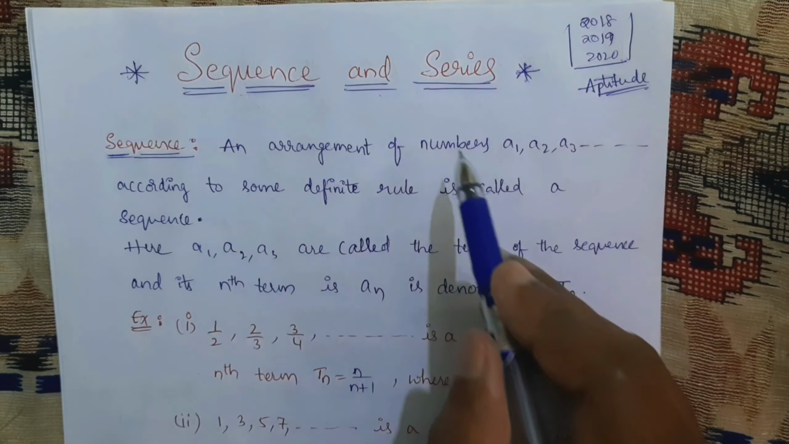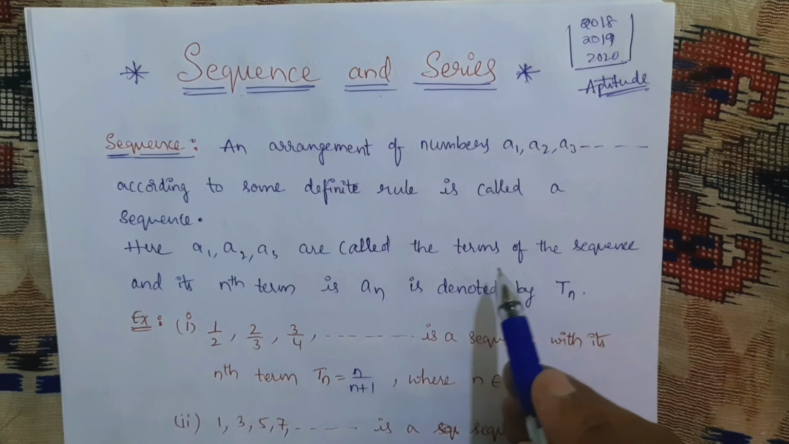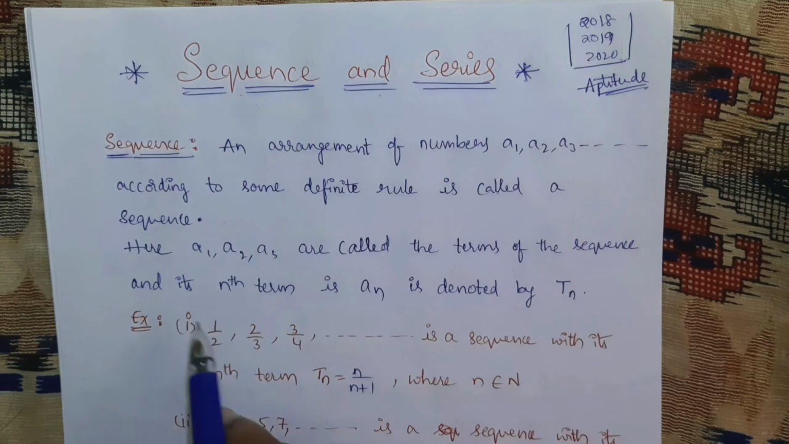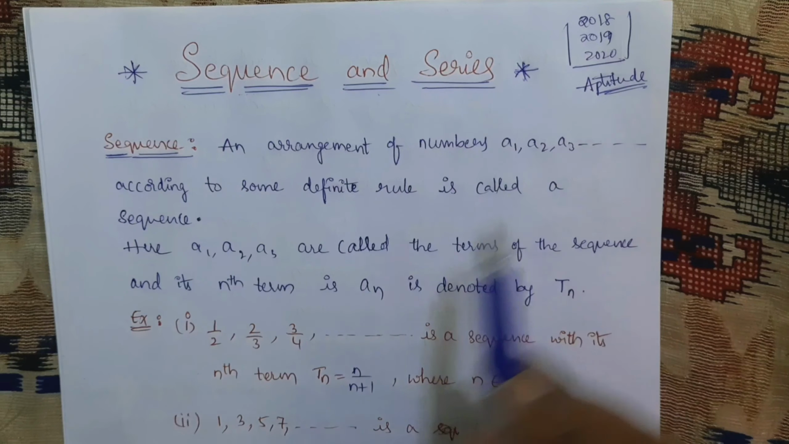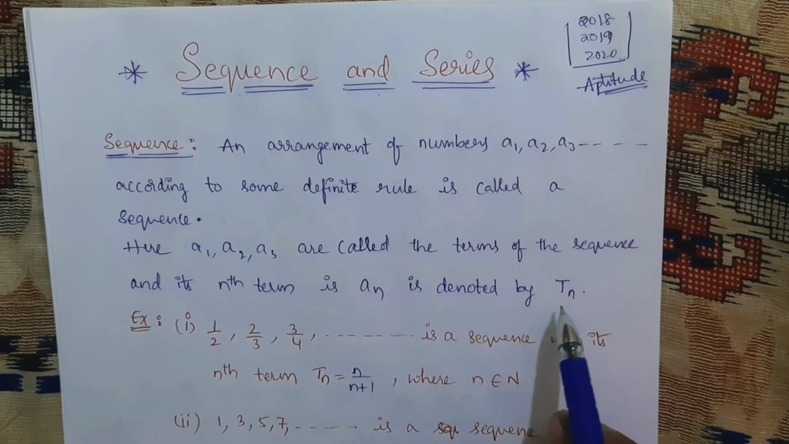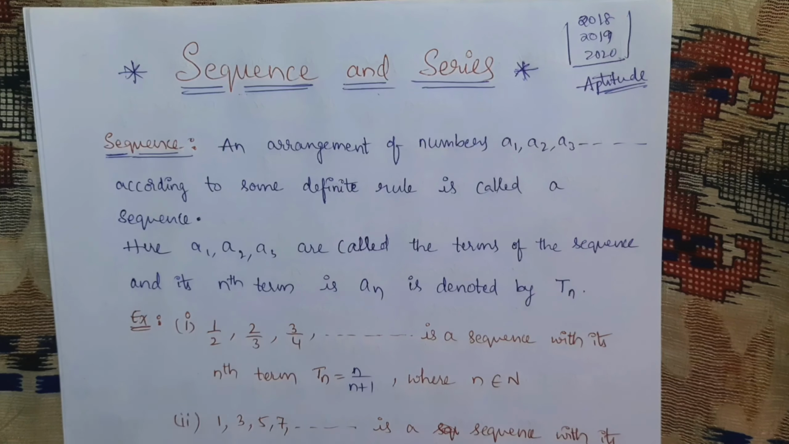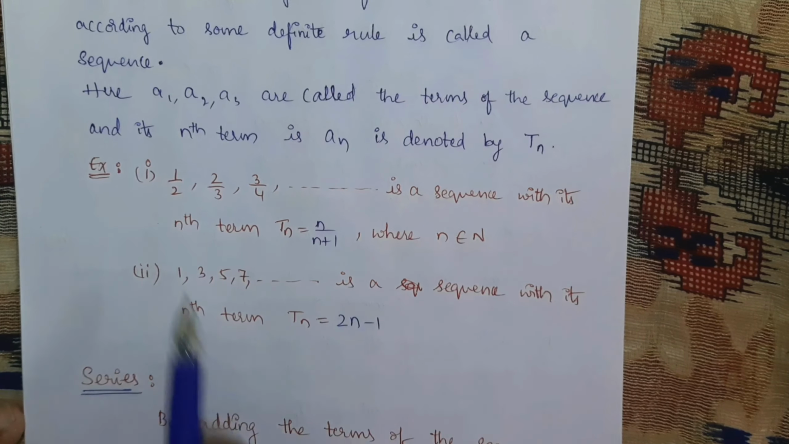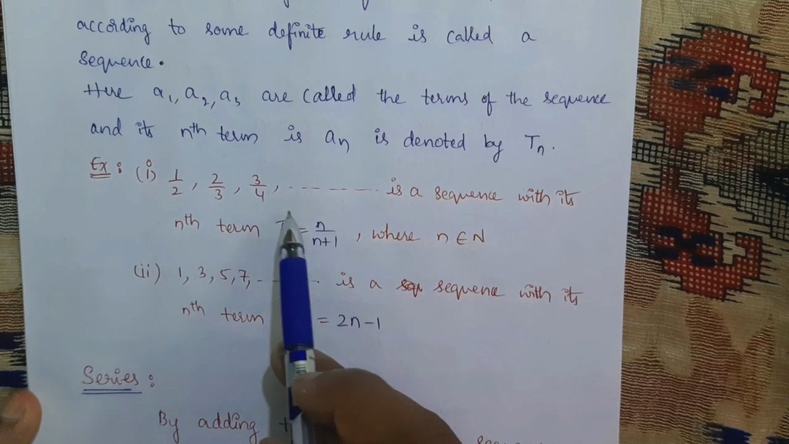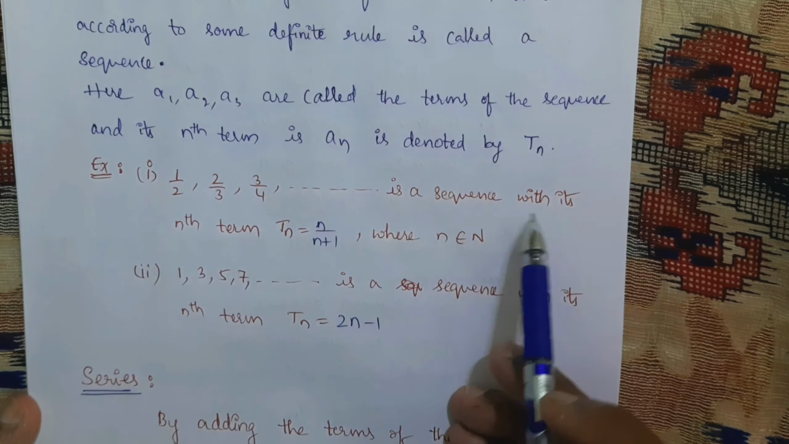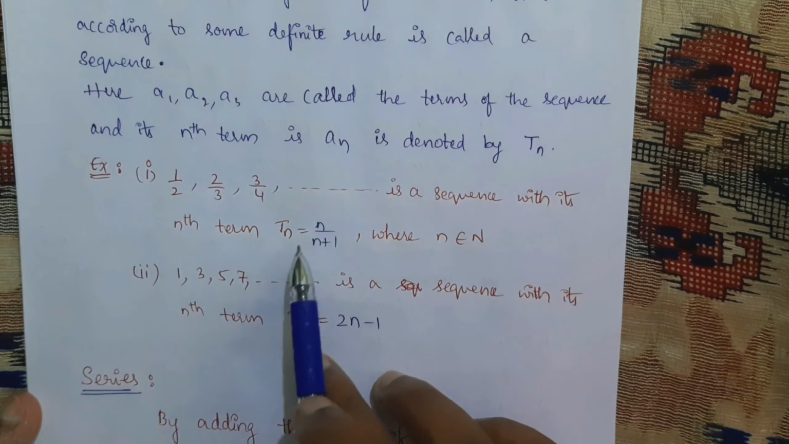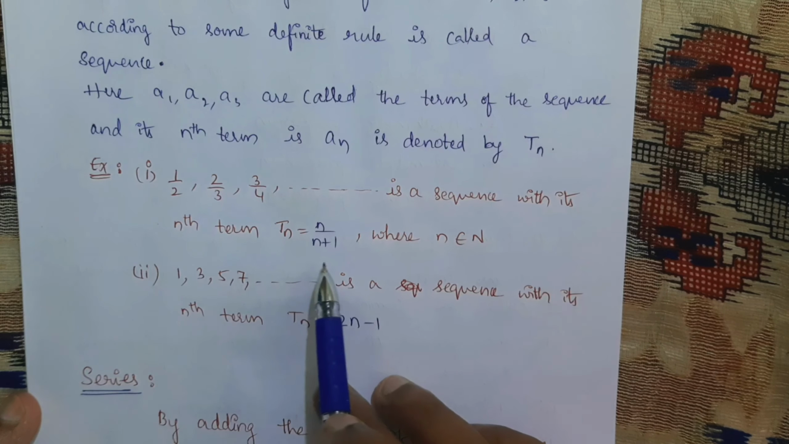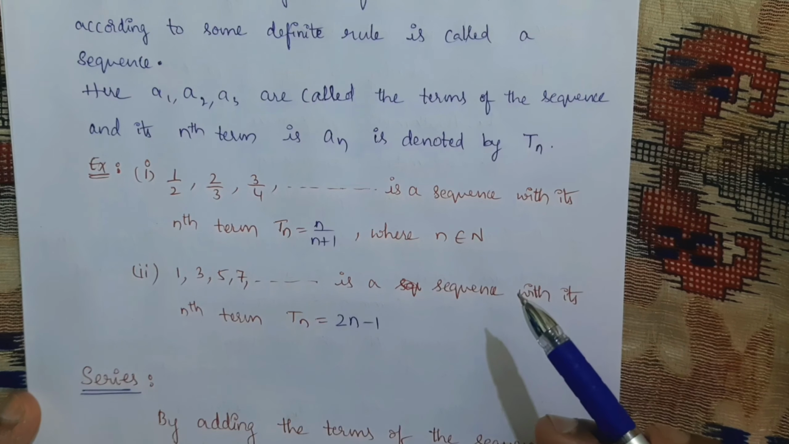Here, those a1, a2, a3 we consider as terms of the sequence, and its nth term, nothing but the last term, is an, which we denote with tn. For example, I have considered two examples. If 1 by 2, 2 by 3 and 3 by 4 is a sequence, its nth term we write as tn is equal to n by n plus 1, where n belongs to N.